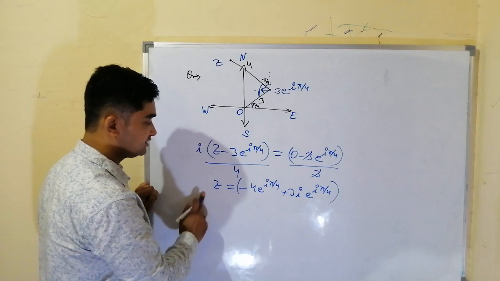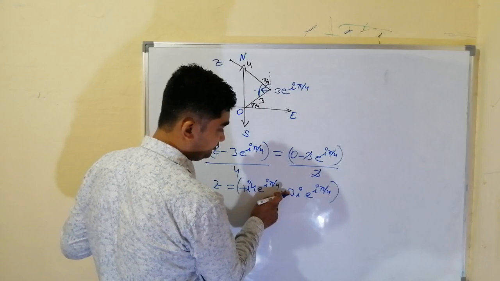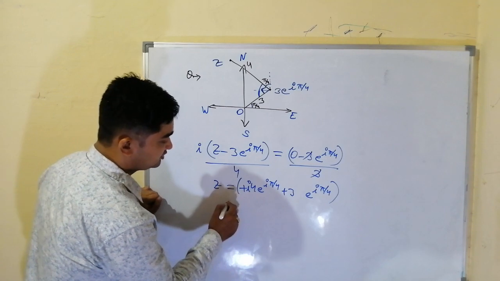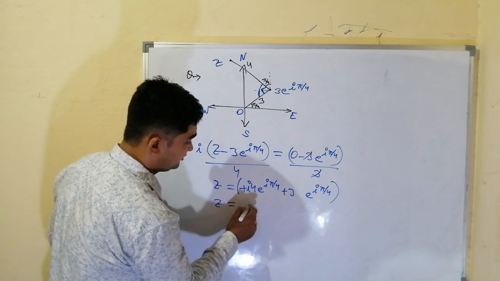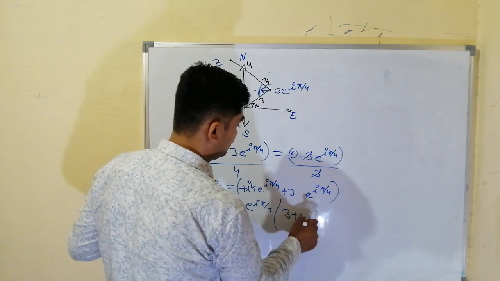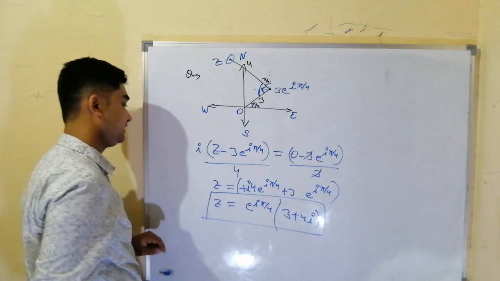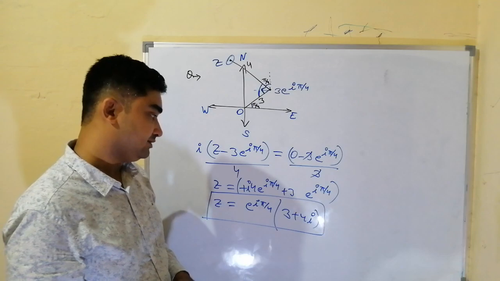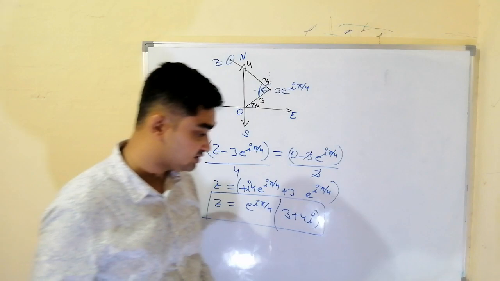We can take iota to the right-hand side. It will become minus iota, so it will become minus iota square, and iota square is again minus 1, which will make it plus. So we'll have z equal to, taking e power iota pi by 4 common, 3 plus 4i. So this is the answer. This is the new position of the point z: e power iota pi by 4 into 3 plus 4i. So this is a problem which came in IIT 2007.